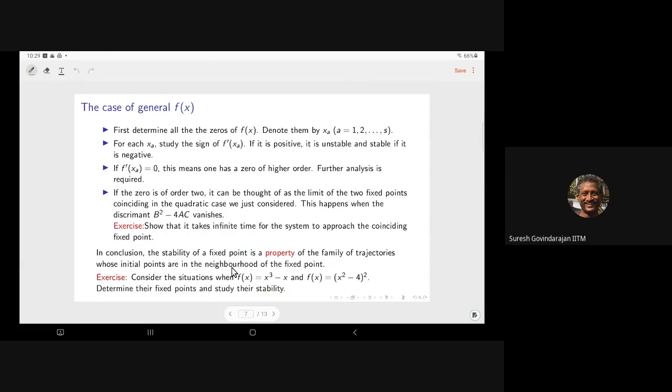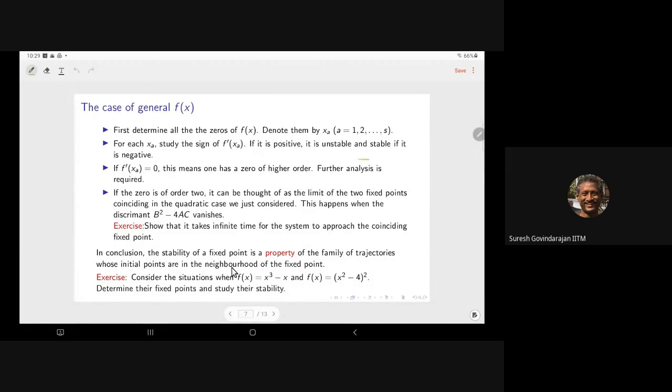So step one is first you determine all the zeros of f of x. Let's assume there are s of them. So we call them x_a, a equal to 1, 2 up to s. For each x_a, you study the sign of f prime of x_a. If it is positive, it is unstable, and it is stable if it is negative. This is just repeating whatever we did earlier, right? We just saw. So we are just looking at the neighborhood.